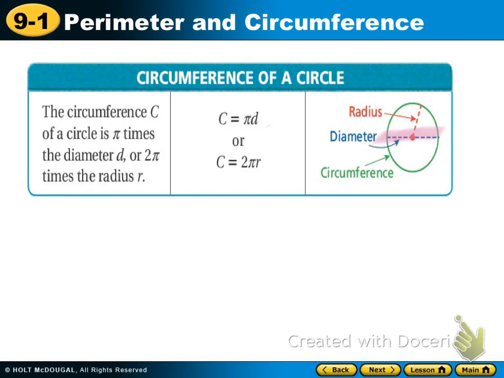So if you're looking at your radius, you can see here that the radius goes through half the circle and the diameter goes through the entire circle. So if you're given the radius instead of the diameter, all you have to do is take your radius and multiply it by 2. And then you multiply it by pi.